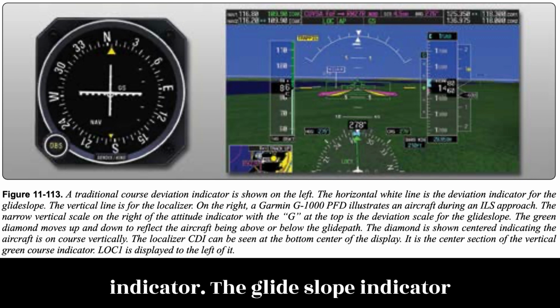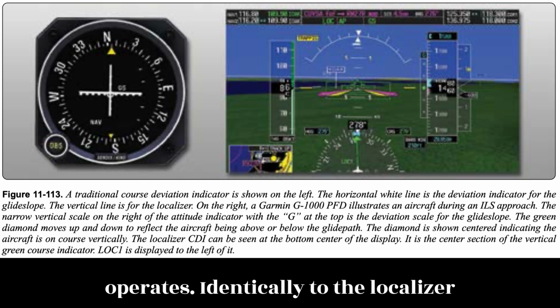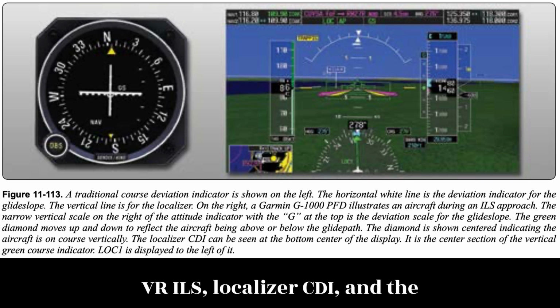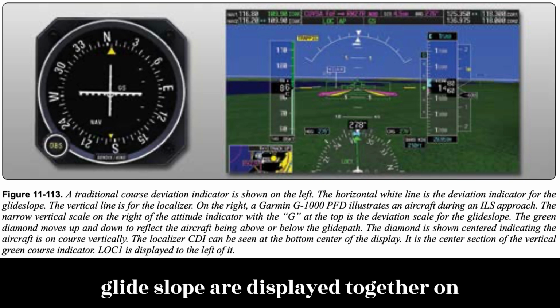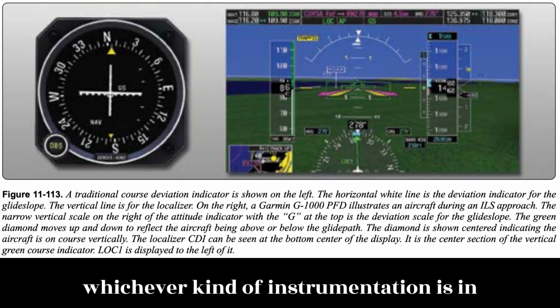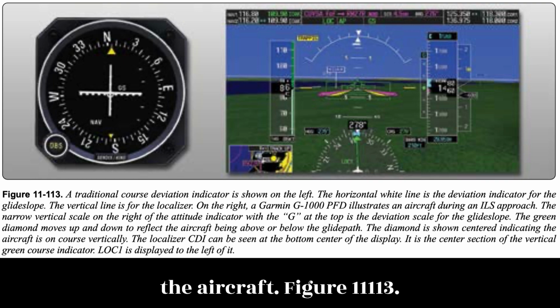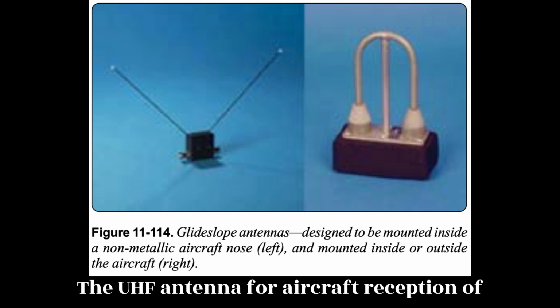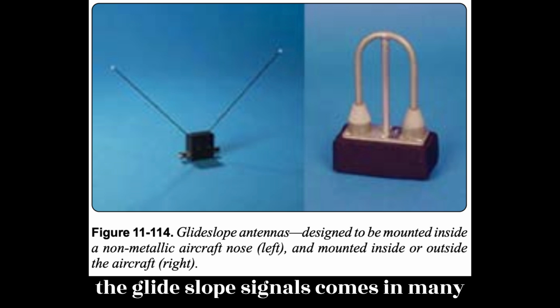The glideslope indicator operates identically to the localizer CDI, only 90 degrees to it. The VOR/ILS localizer CDI and the glideslope are displayed together on whichever kind of instrumentation is in the aircraft. Figure 11-113. The UHF antenna for aircraft reception of the glideslope signals comes in many forms.